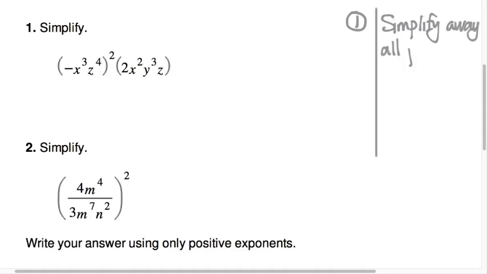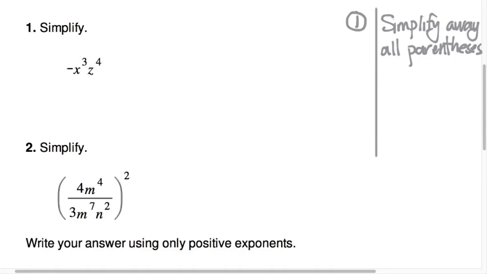Simplify away all parentheses. Now, that means in both examples, really, we're going to look at the quantities inside the parentheses and ask, is there any way for me to simplify what's inside the parentheses? So in question number 1, what that would mean is I might first just take a look at this minus x to the third times z to the fourth and ask, can that be made any simpler than it already is?